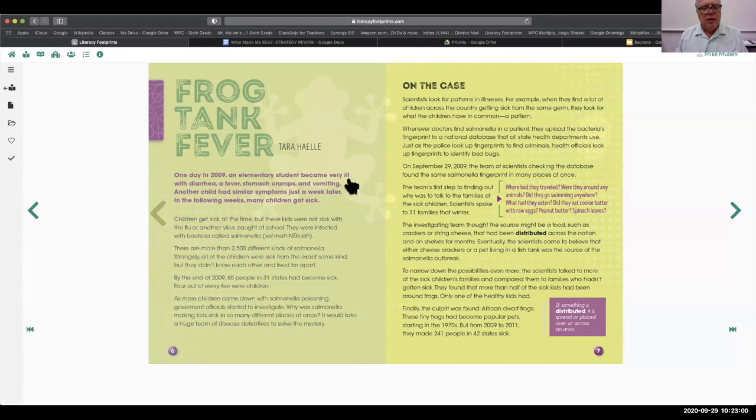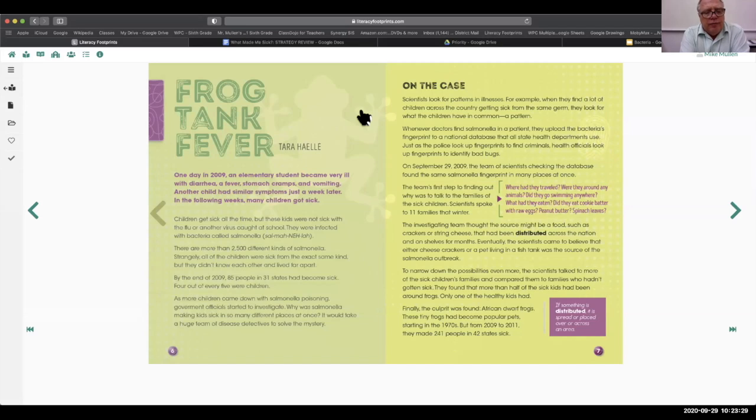And then tomorrow we're going to do some writing. Frog tank fever. What I'm going to do is I'm going to read, and then I'm going to pause, and then we're going to take out one of our tools, our comprehension tools, our strategies, and we're going to use it. Okay? We're going to read the first page together. Follow along as I read aloud.